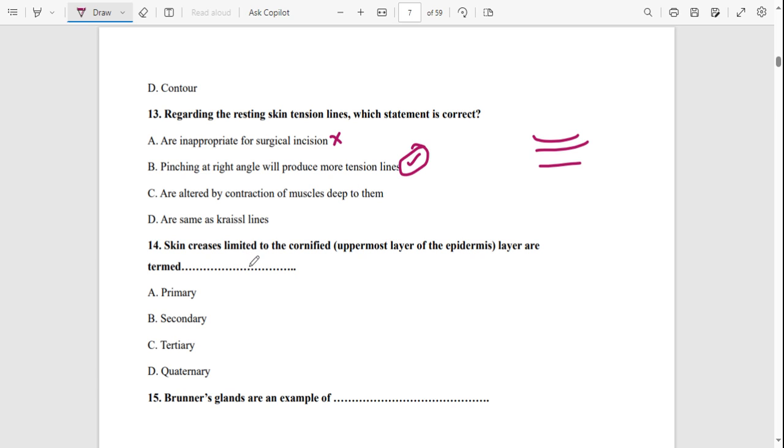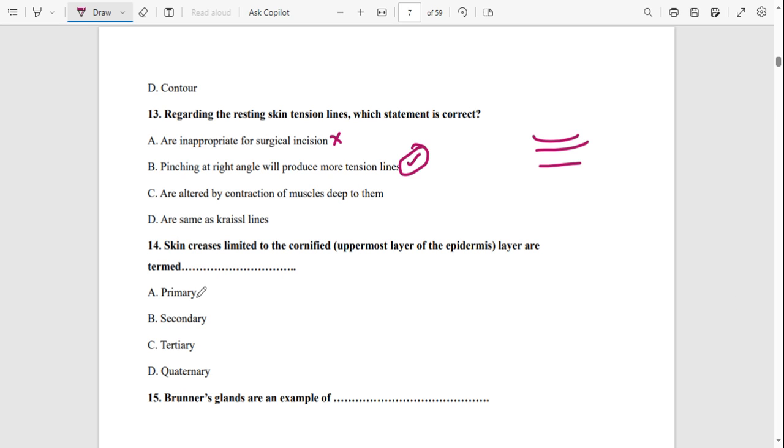Skin creases limited to the cornified or uppermost layer of the epidermis are termed as what? Now, skin creases which are limited to the uppermost layer. Okay, the uppermost layer, you have got, let's say for example, you are talking about the... question number 15.